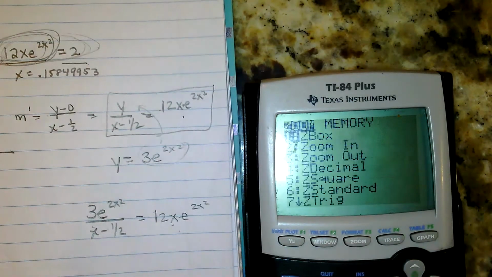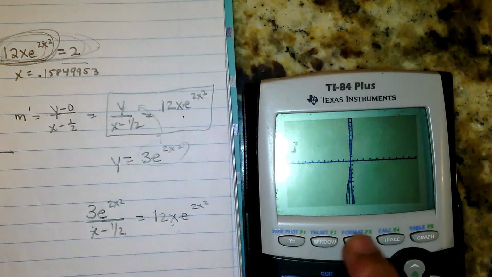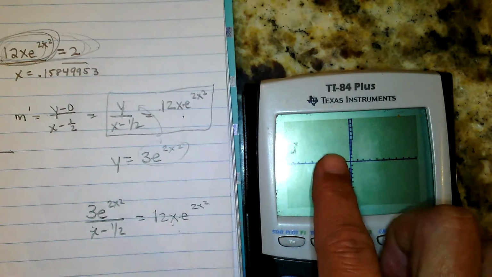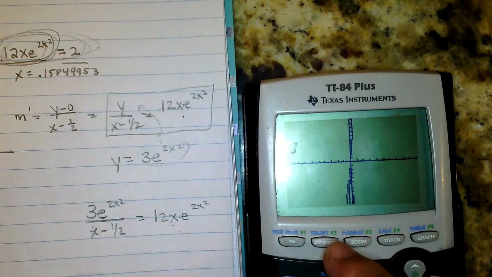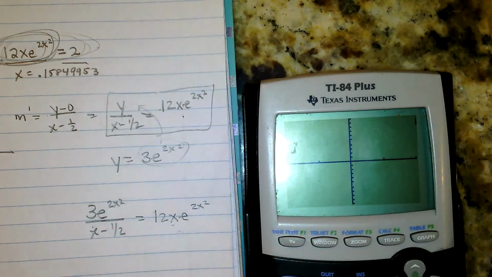And there's my left side, 12x e to the 2x squared. And then the other graph is there. So I essentially want to know where those are intersecting, at what x coordinates. So let me change my window, because I can definitely just focus in like -2 to 2 and see really what's happening here.